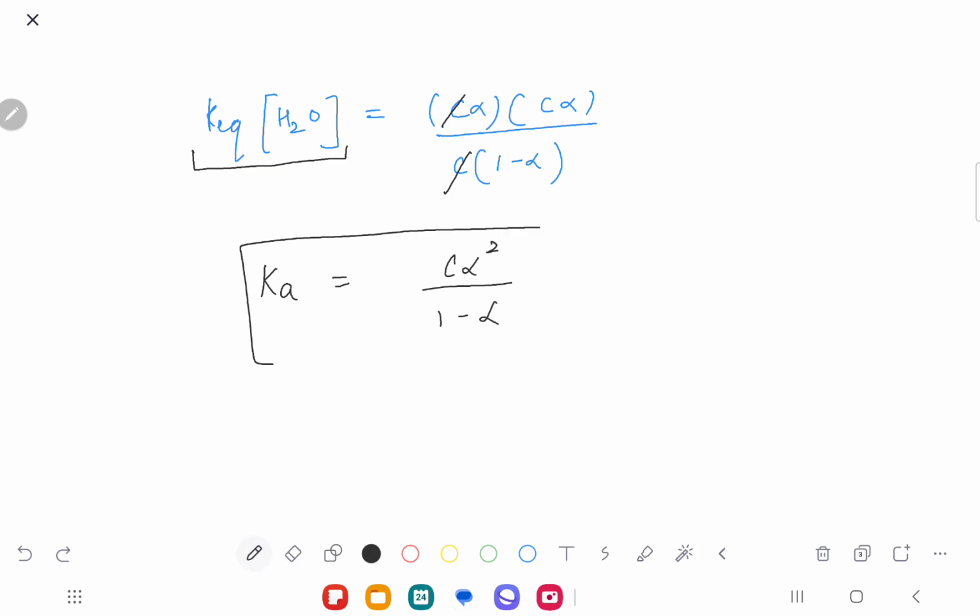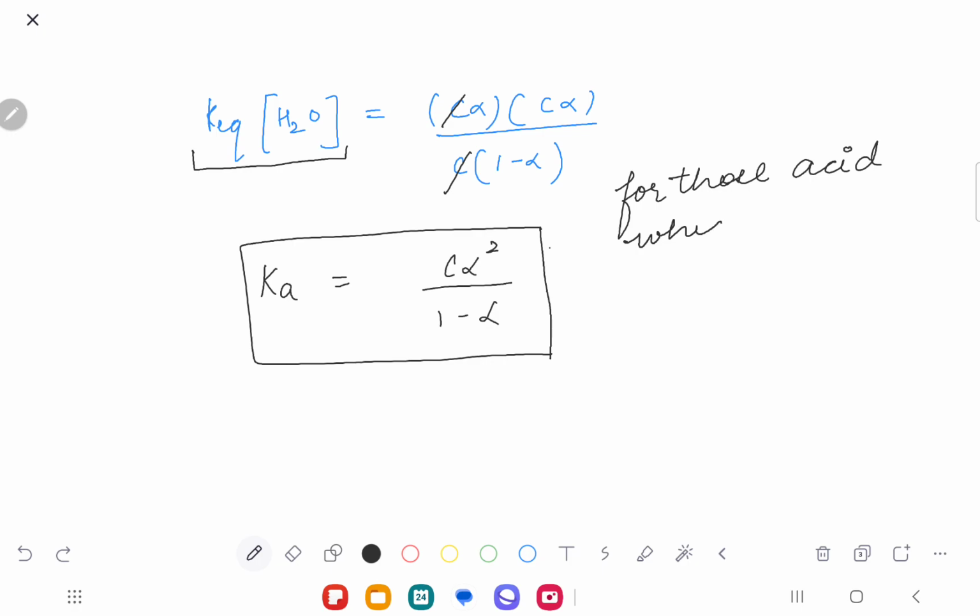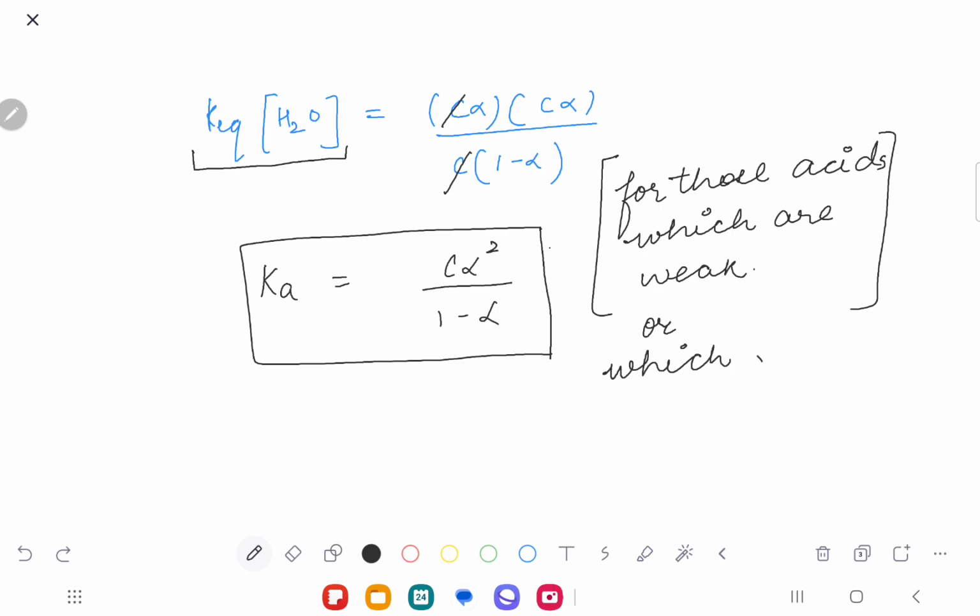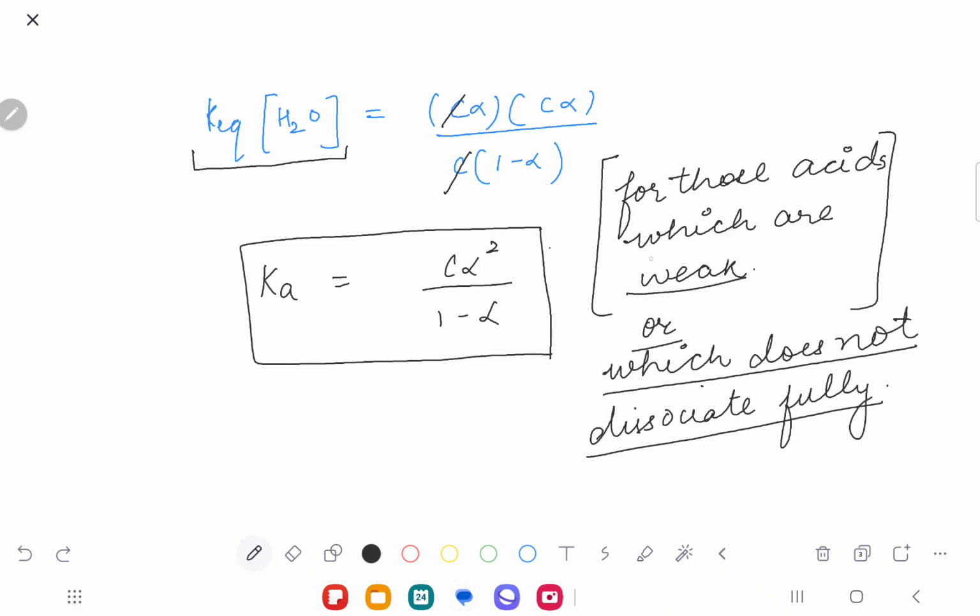Yes or no? So this is the expression. And this is an expression for what kind of electrolytes, for what kind of acids? For those acids which cannot break fully, which are weak acids. You understand the point? For those acids which are weak or which do not dissociate fully. That's the important point right here.